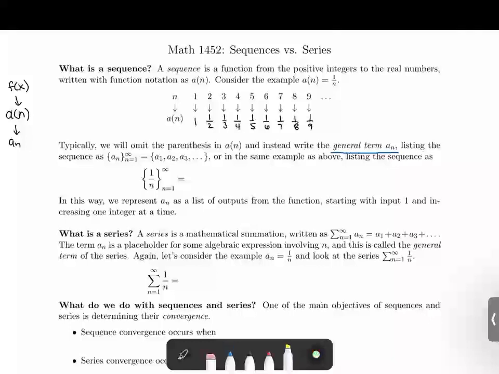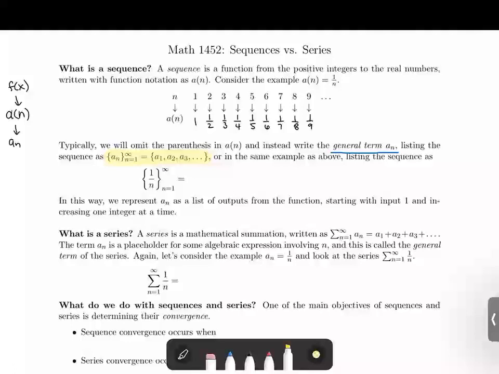Oftentimes we're going to write our sequence in this notation that has curly braces, and that general term a sub n is inside. On the right-hand side of the curly braces, we have n equals 1 as a subscript and infinity as a superscript. What this reminds us is that our inputs start at 1 and then increase to infinity. So our inputs are 1, 2, 3, 4, and so on.